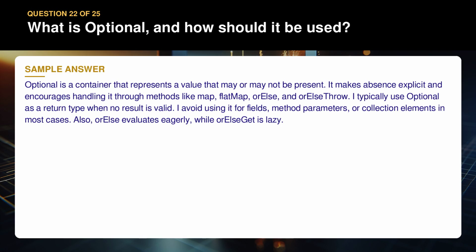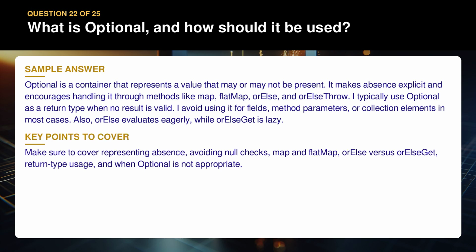Optional is a container that represents a value that may or may not be present. It makes absence explicit and encourages handling it through methods like map, flatMap, orElse, and orElseThrow. I typically use Optional as a return type when no result is valid. I avoid using it for fields, method parameters, or collection elements in most cases. Also, orElse evaluates eagerly, while orElseGet is lazy.